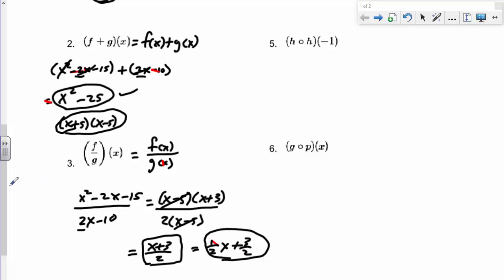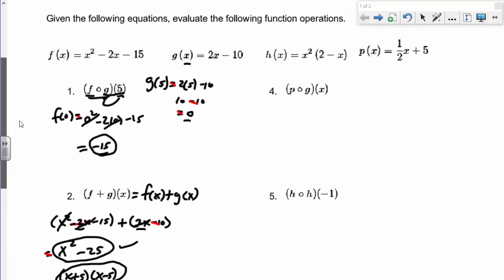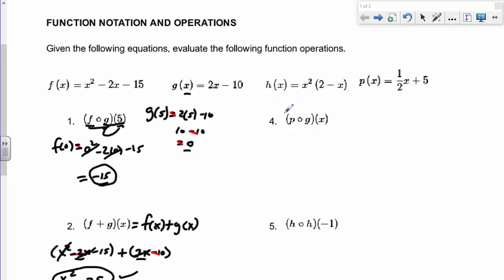Alright, let's keep moving. We have another composite function, so remember this could be written as p of g of x. So we need to find g of x first. We're going to plug x into the function g.